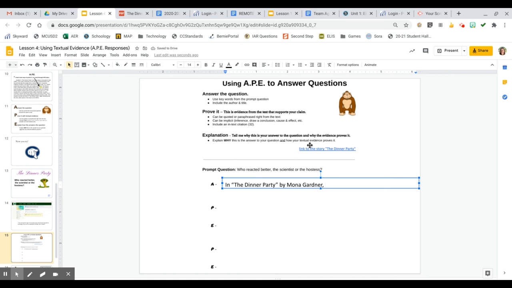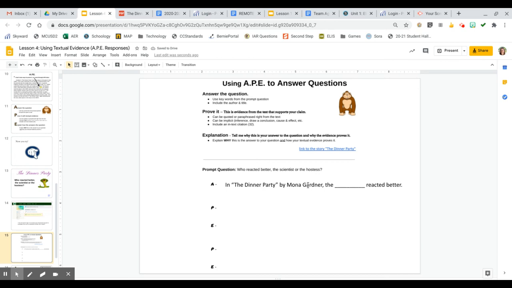And then I want to take words from the question. It says, who reacted better, the scientist or the hostess? So I could say, the scientist or the hostess, whichever you think. Actually, I might just leave a blank here, whoever you think. The scientist or the hostess reacted better. Okay. Now, I have the author, the title, and I took words from the question there, reacted better. That came straight from the question.